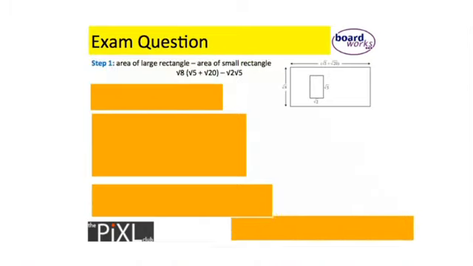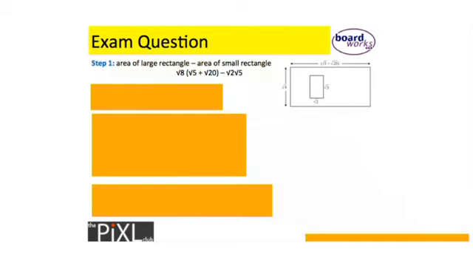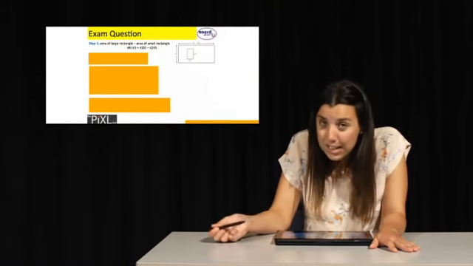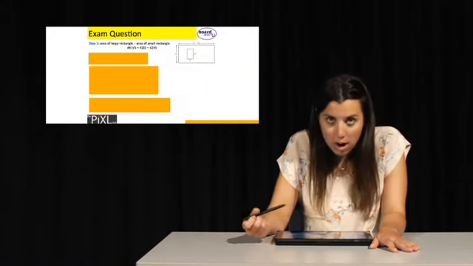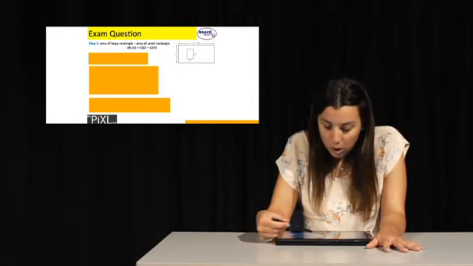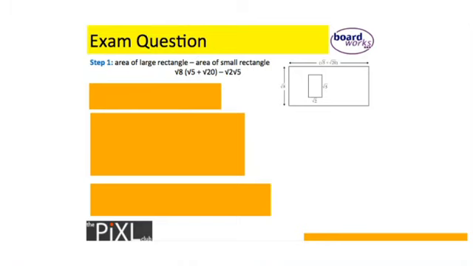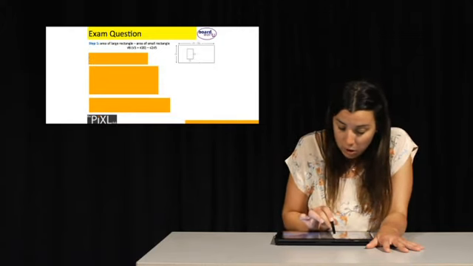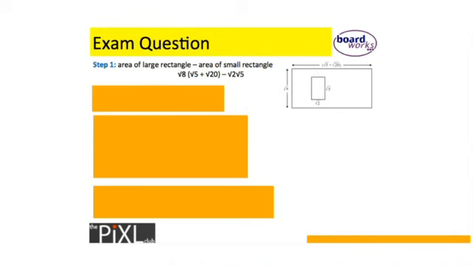So the first thing you need to be able to do is to find the area of the large rectangle, take away the area of the small rectangle. So expressing everything in surds and not worrying about simplifying too much, we have here the square root of 8 multiplied by the root of 5 add the root of 20. And you can see that I've left the brackets in there to express the area of the large rectangle. Take away the area of the small rectangle, which is just root 2 multiplied by root 5.